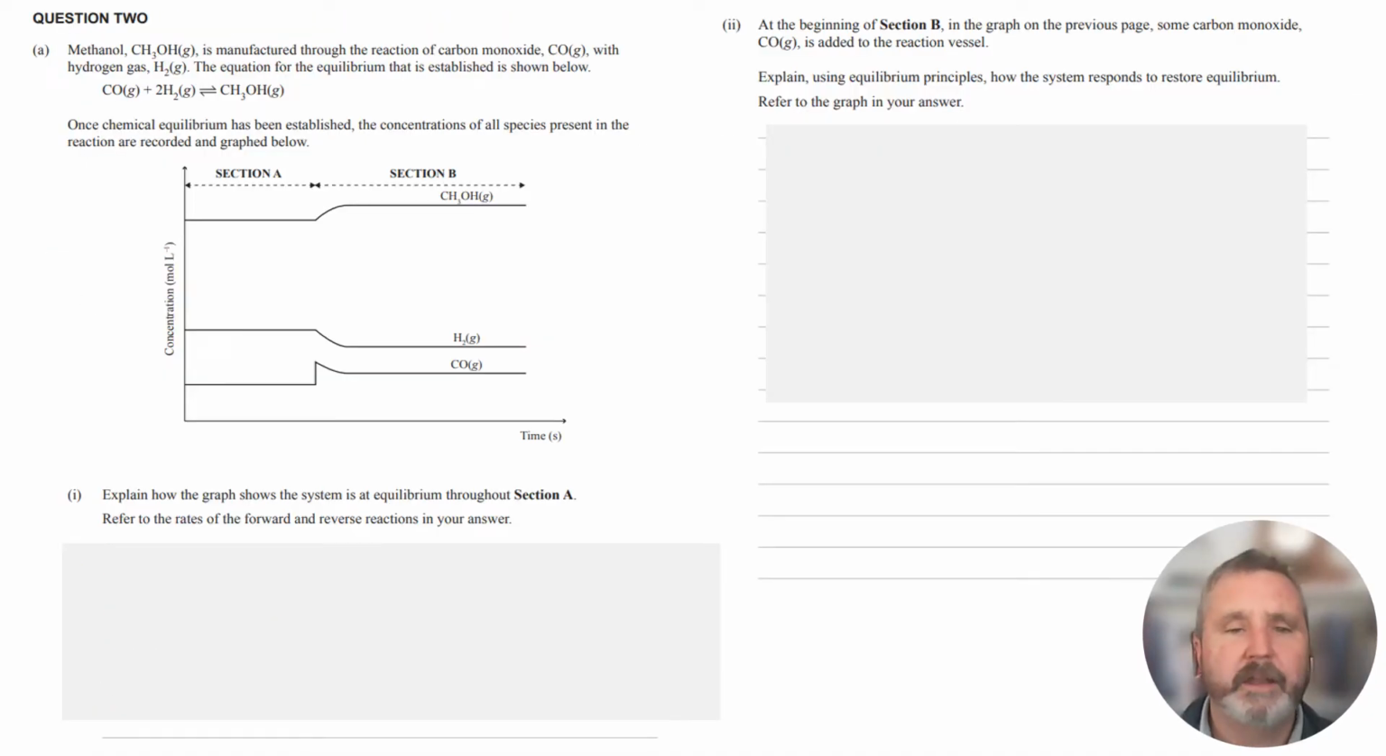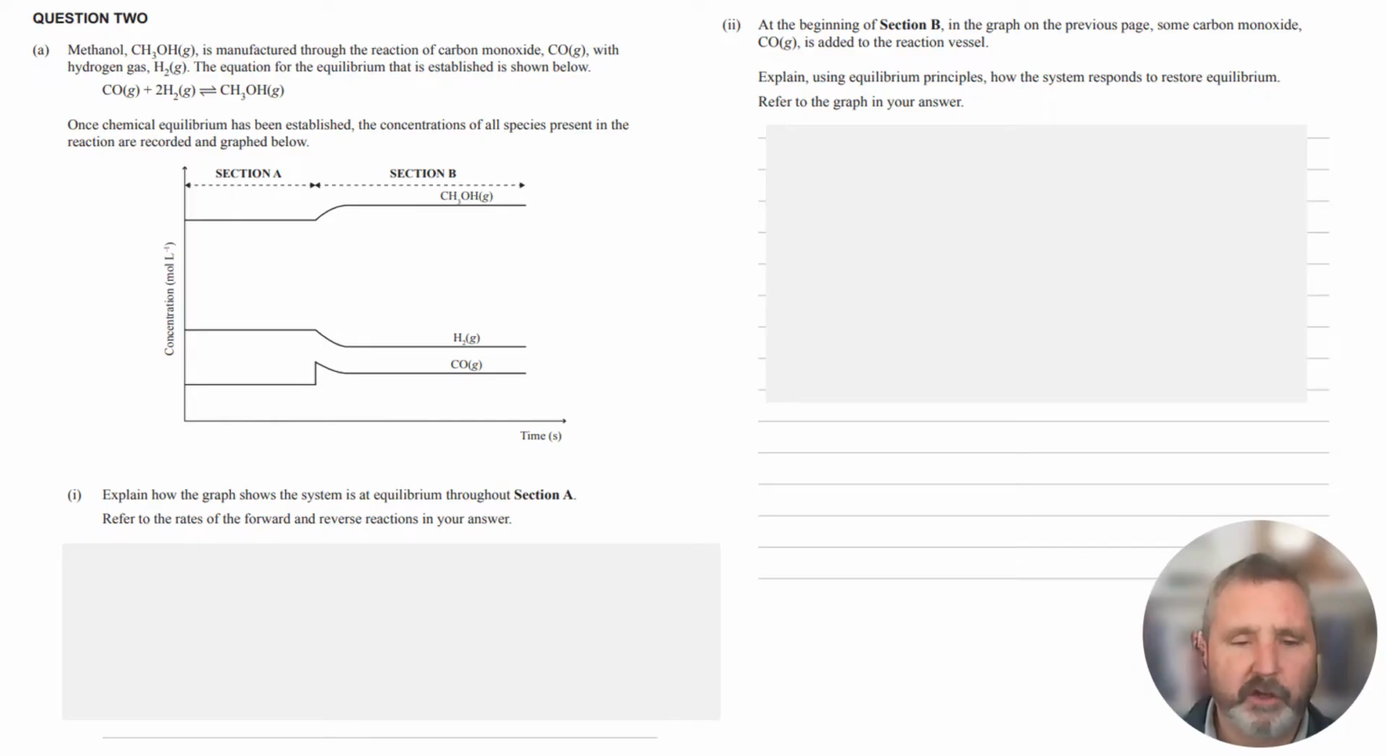All right, let's look at question 2. Here we've got methanol being manufactured through a reaction with carbon monoxide, CO gas, and hydrogen gas, H2 gas. The equation for the equilibrium that is established is below. So we've got 1 carbon monoxide reacting with 2 hydrogen gas particles, and they produce 1 methanol particle. The chemical equilibrium has been established. The concentration of all species present in the reaction are recorded and graphed below.